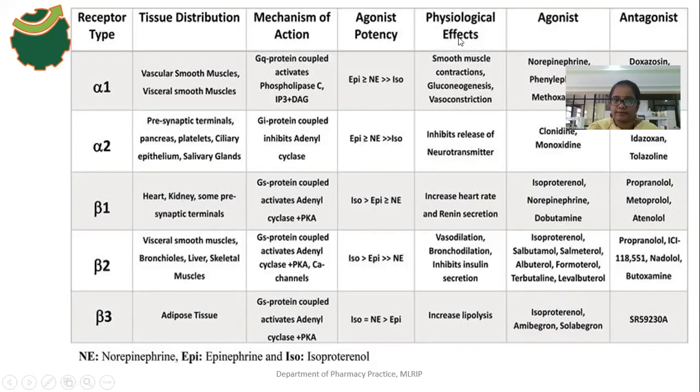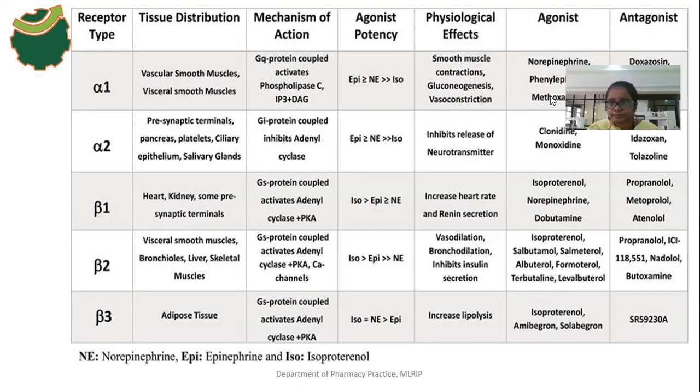Okay, and what physiological effects will be produced upon activation of alpha 1 receptors? That is smooth muscle contraction, gluconeogenesis, and vasoconstriction. And what are the alpha 1 agonists? That is norepinephrine, phenylephrine, and methoxamine. And the alpha 1 antagonist is prazosin.